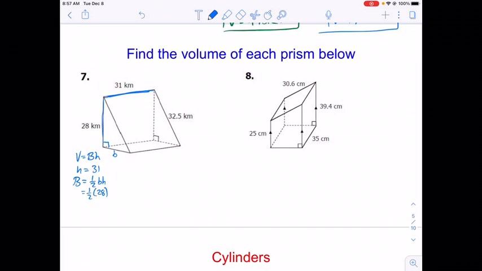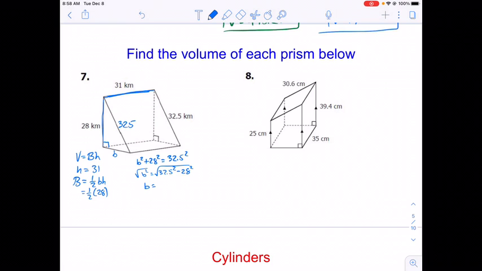Well, I know this is 32.5, so this is 32.5 over here. So what we have is two sides of a right triangle, so we're going to use the Pythagorean theorem to find our base. So base squared plus 28 squared equals the hypotenuse squared, 32.5 squared. Now, we're going to plug all these numbers in, and we're going to subtract 28 squared from the other side here, so b squared is equal to 32.5 squared minus 28 squared, and you have to square them first, and then we're going to take the square root.